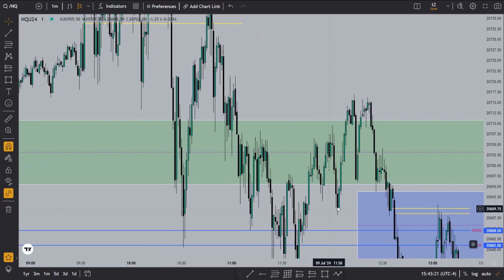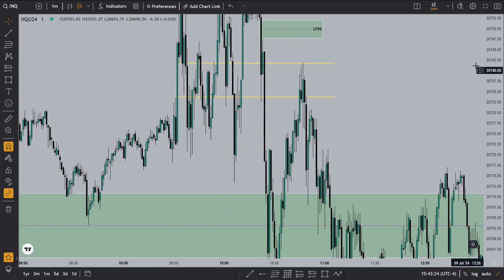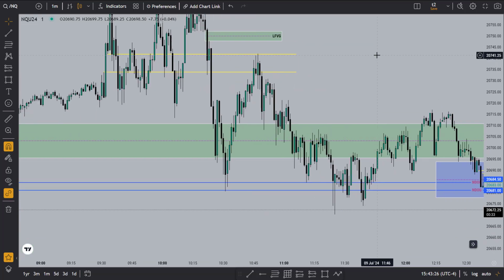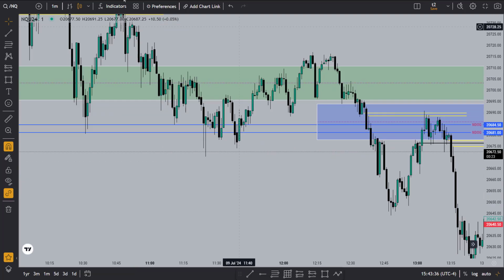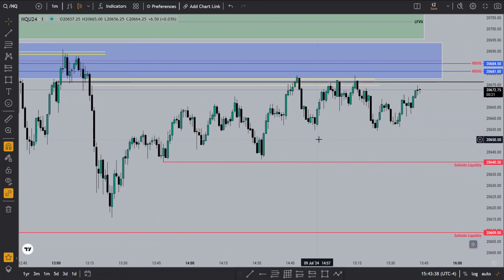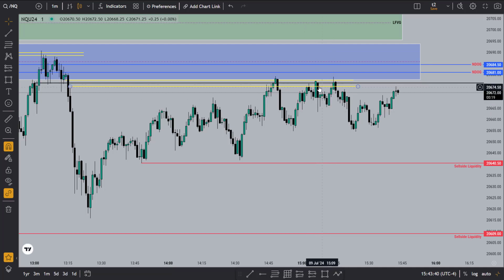Okay, let me show you another example if I can find one. Okay, look over here, something like this. It went lower, made a swing low. This is a swing low. Then it has been shifted. This is a market structure shift. Perfect.